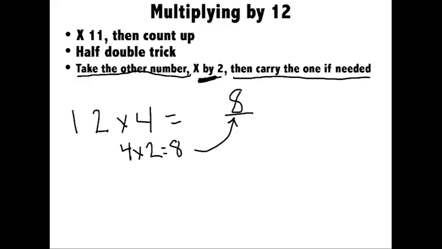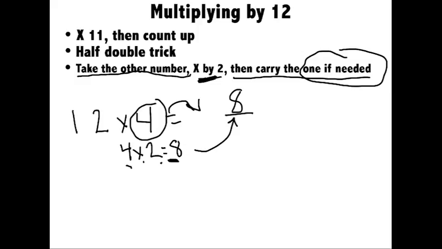But in this instance, notice when I take 4 times 2, I didn't have a tens place digit. It's because it's a 1-digit answer. So I don't have a 1 to carry. So I don't need it this time. So I'm just going to take my number here and write it in front. And that becomes the first digit in my answer. So 12 times 4 equals 48.